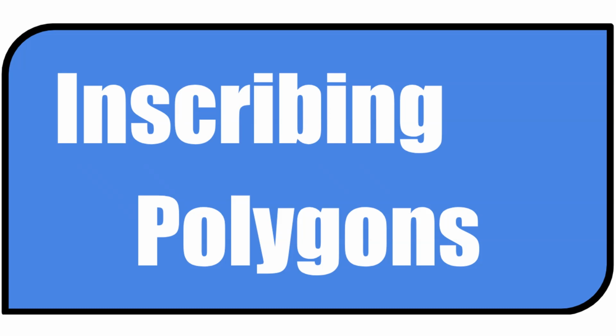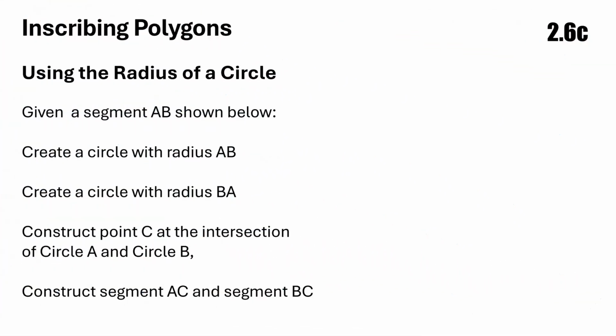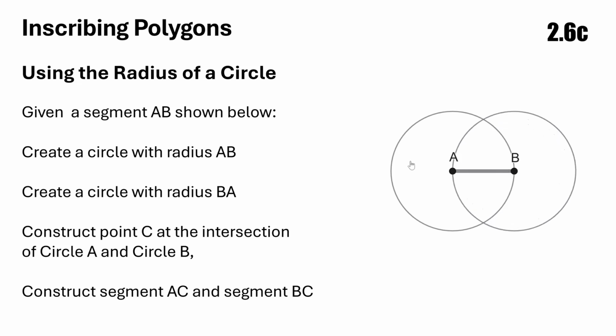This lesson will be about inscribing polygons. Given a segment AB, a circle with radius AB, and a circle with radius BA, the intersection of circle A and circle B creates a triangle, but not just any triangle, but a triangle where all sides are equal to the radius of the circles and therefore an equilateral triangle.